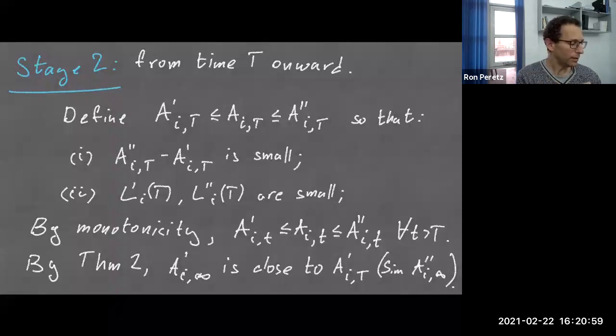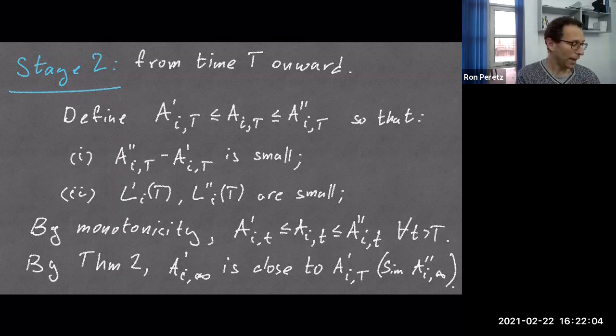Now, after time t, we have A_i^t, this is our epsilon DeGroot dynamics. And then we modify it a little bit to get A'_i^t and A''_i^t. So we modify it a bit upwards and downwards. And we want to satisfy two conditions. First condition is that A' and A'' are not far from one another, so they give a good approximation of A_i^t. And the other, important property, is that the Lyapunov functions of A' and A'' are very small. So maybe in A_i^t the Lyapunov function is large, but when we modify it a little bit, we get a small Lyapunov function.